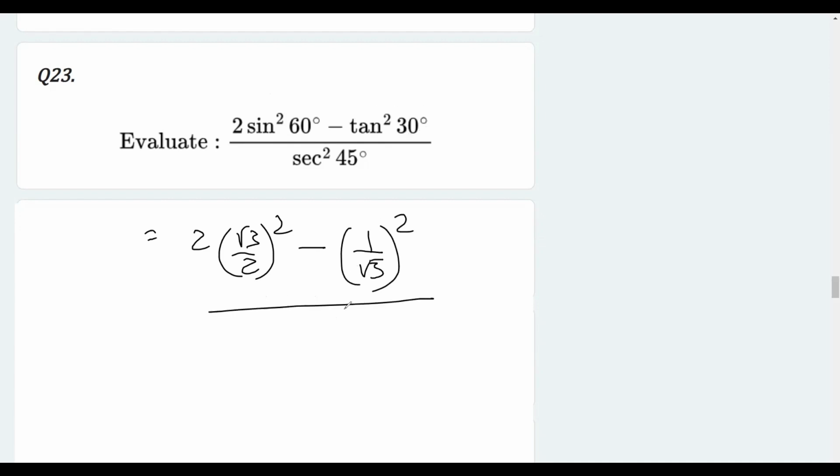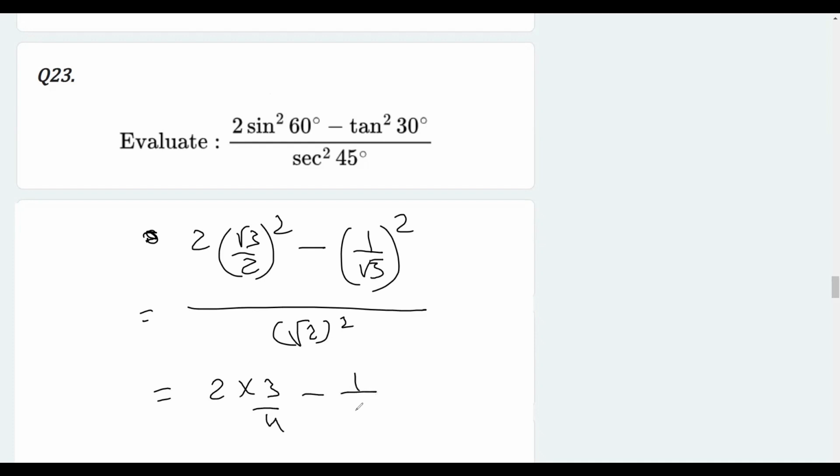Sec 45, cos 45 is 1 over root 2. So its reciprocal is root 2. So it's again root 2 square. Now for further simplification, what we can see, this is 2 multiplied by root 3 square, which is 3, and 2 square is 4, minus 1 over root 3 square, which is 3, and that divided by root 2 square, which is 2. I can see this gets reduced here by 2 times. So we have 3 over 2 minus 1 over 3, that whole divided by 2.